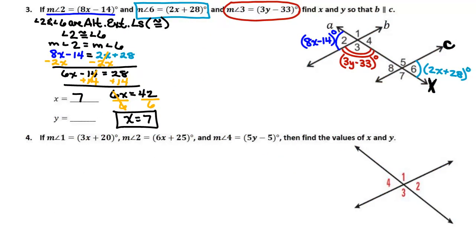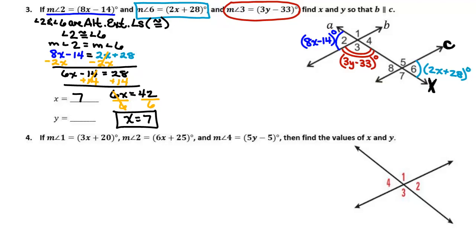All right. Now we still need to find y. Y is right here. Is angle 3 interior or exterior? Interior. Angle 6 is exterior. Are 3 and 6 in matching corners? No. Angle 3 is on the bottom. Angle 6 is on the right. So they're not in matching corners. So I don't have a name for this angle pair.